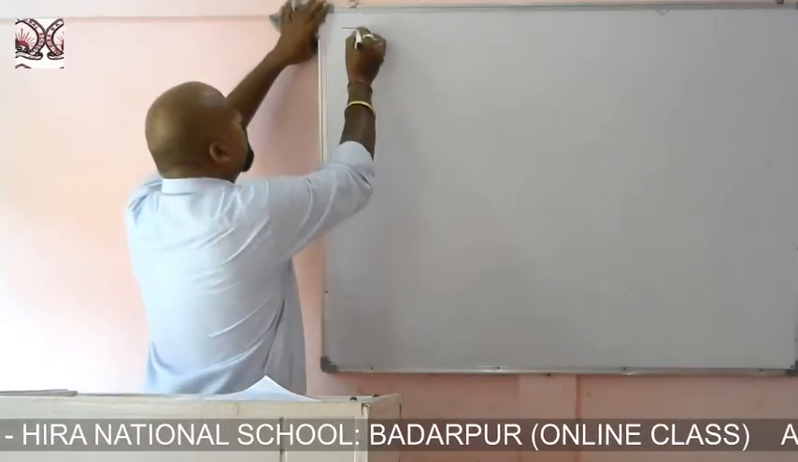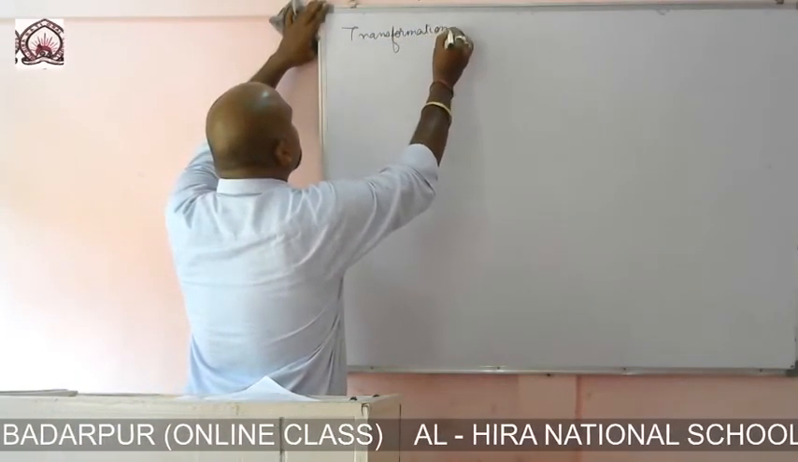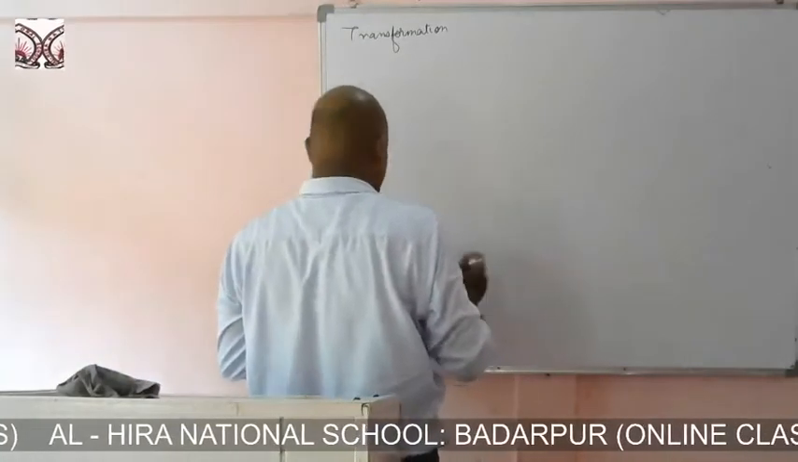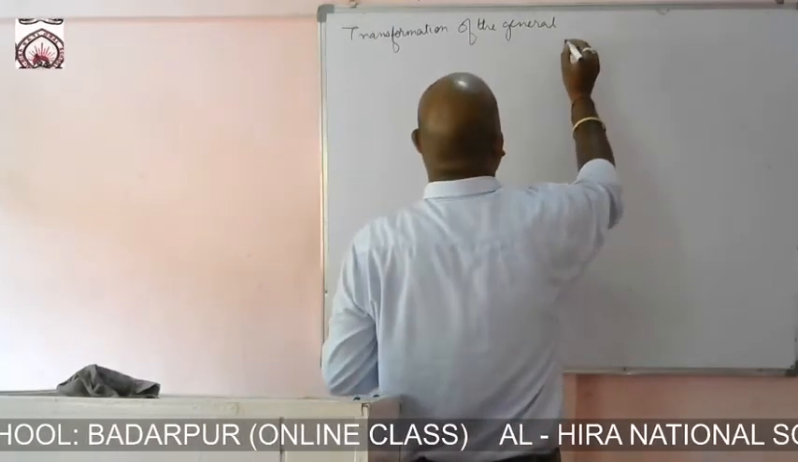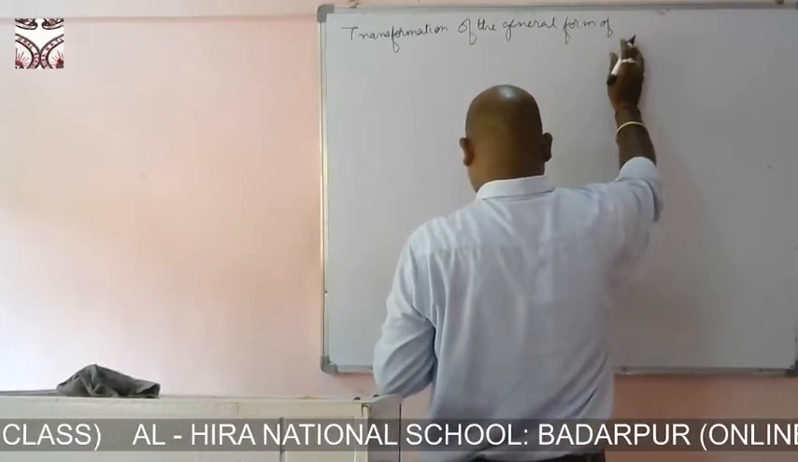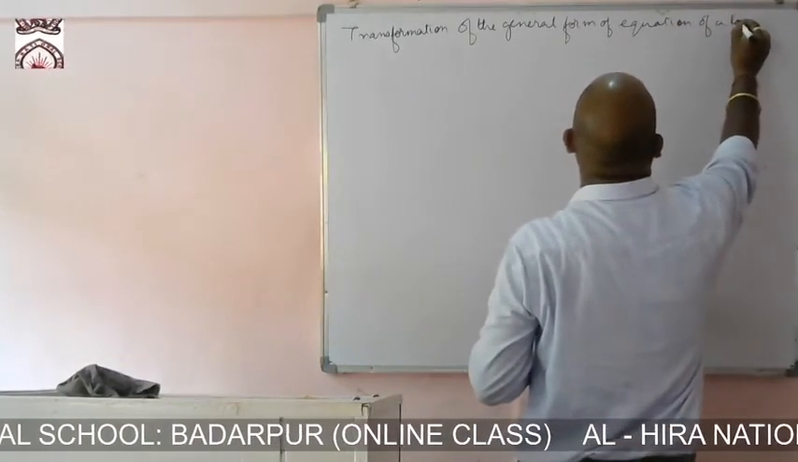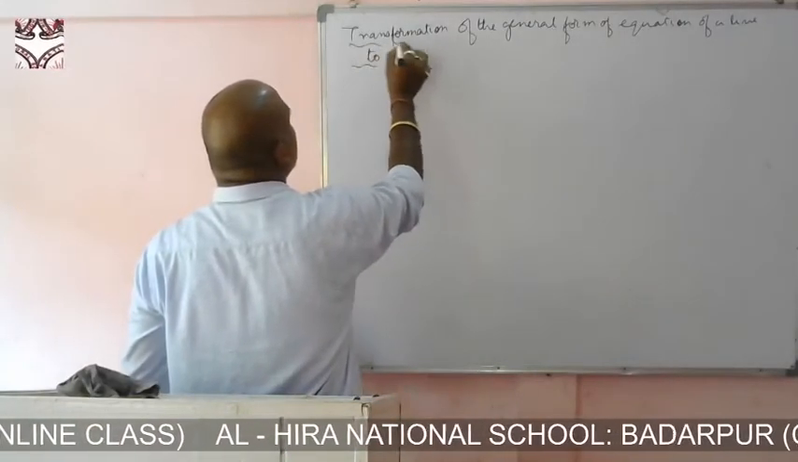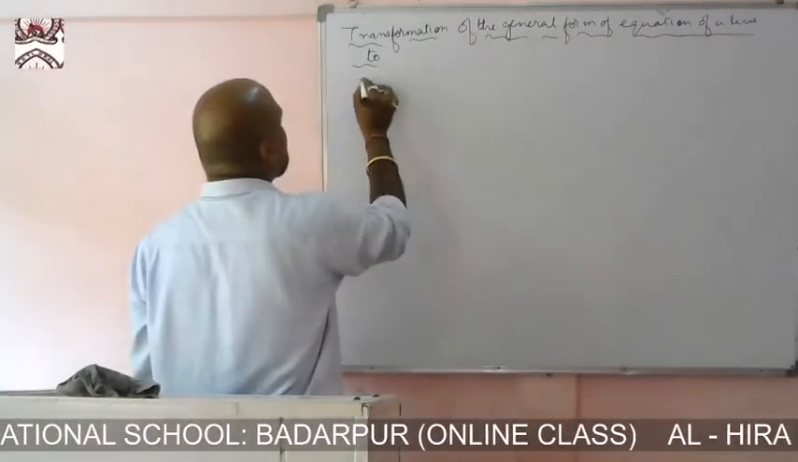Now, transformation. Transformation of the general form of equation of a line to what? Number 1, intercept form.